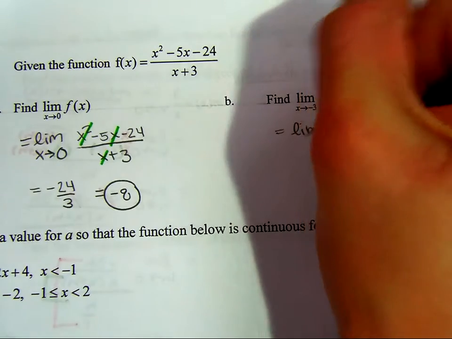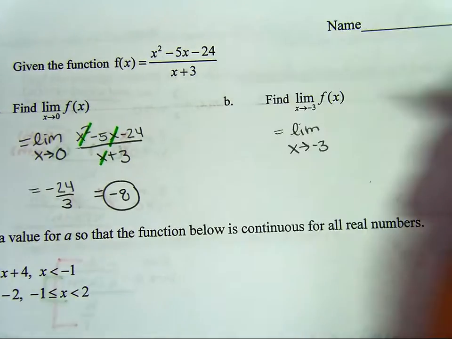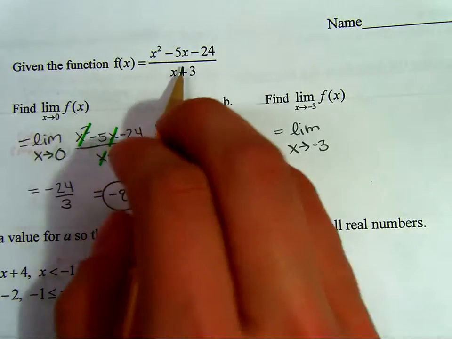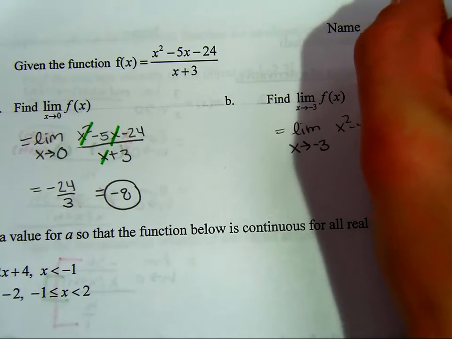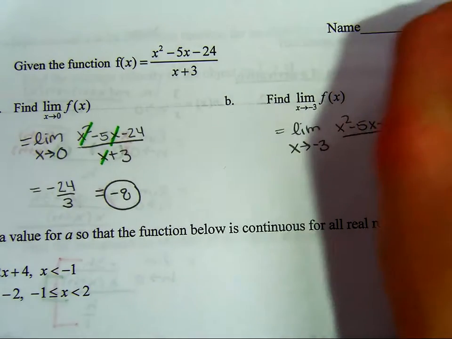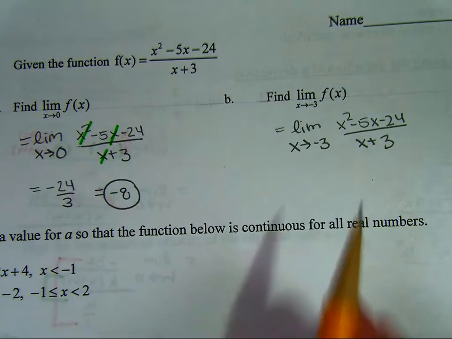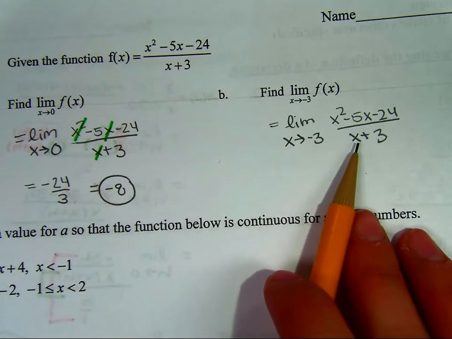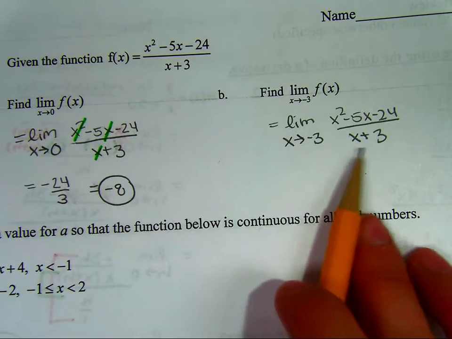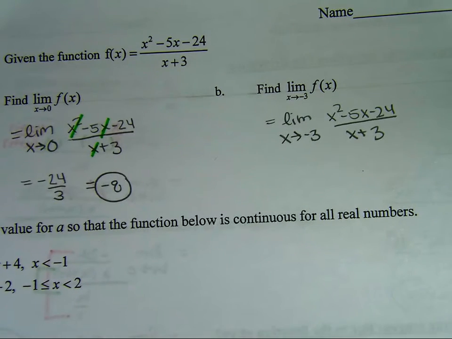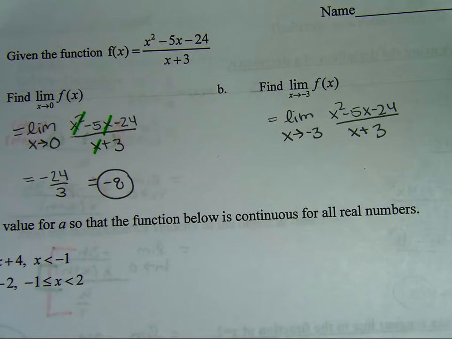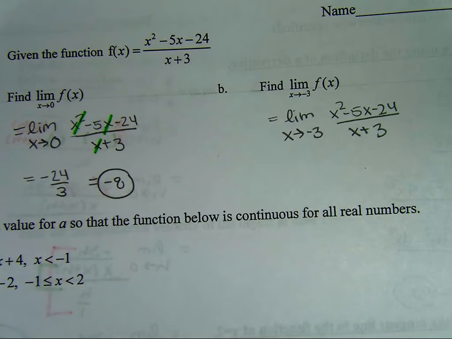First, I'd just like to rewrite it. Limit as x approaches -3 of f of x. Let's write what f of x is. x squared minus 5x minus 24 all over x plus 3. If you think about plugging in -3, in the denominator, -3 plus 3 is 0. You cannot have 0 on the bottom. So I think we need to figure out another way.